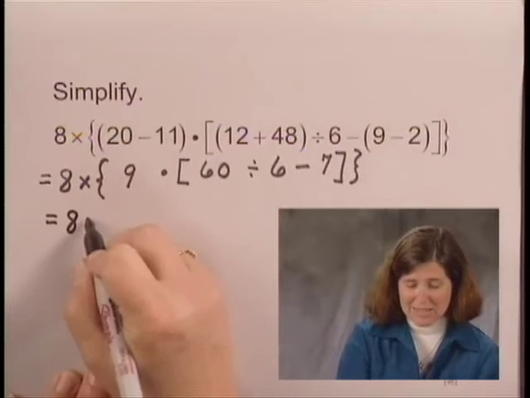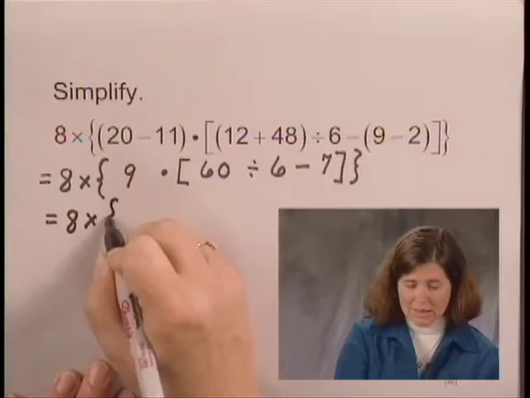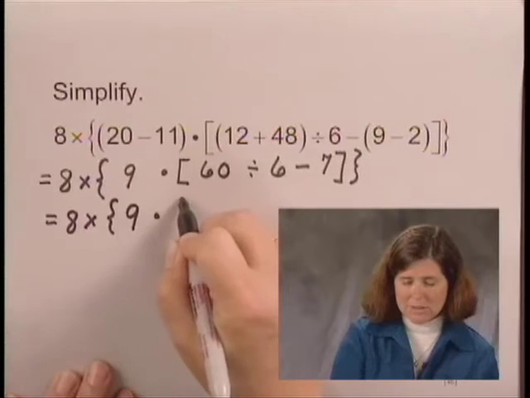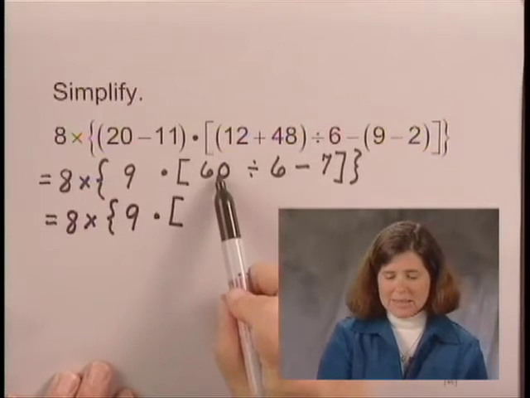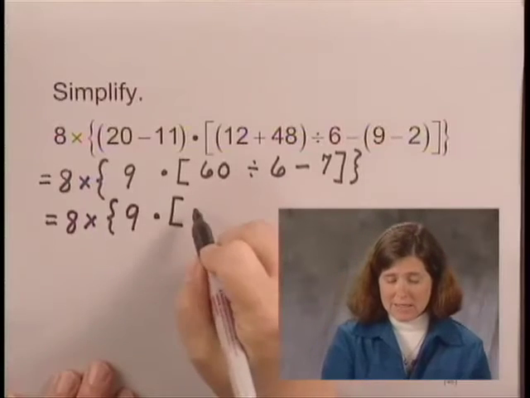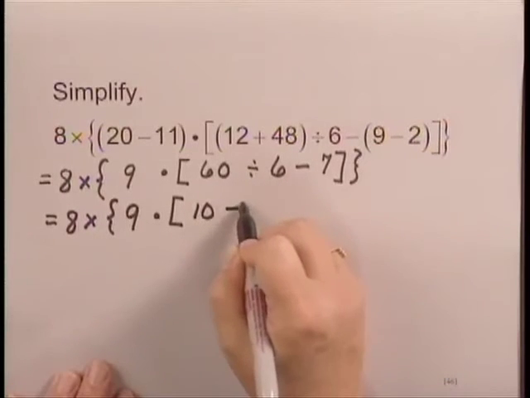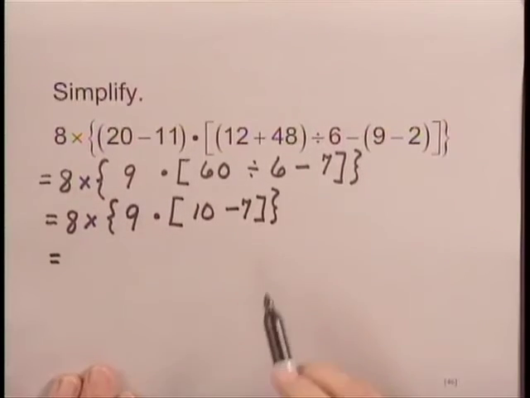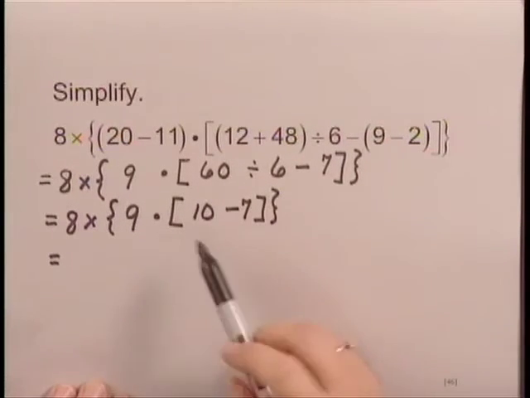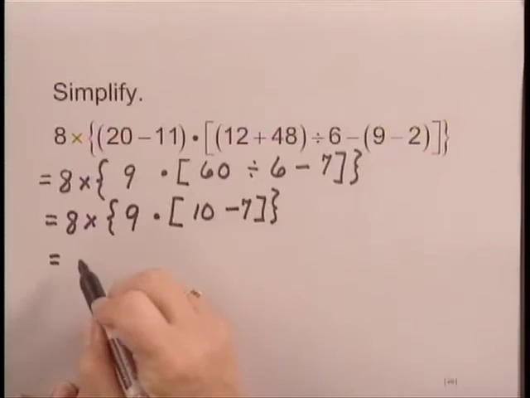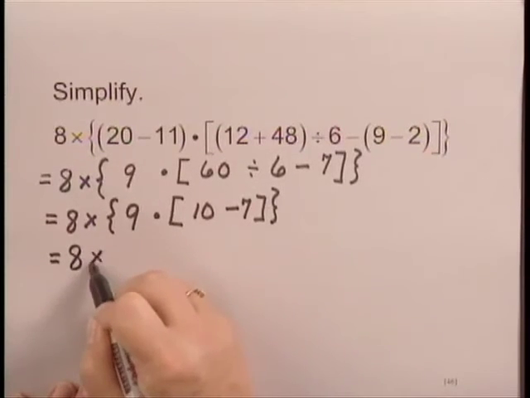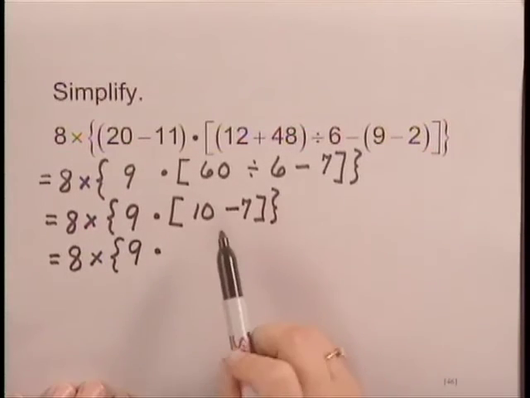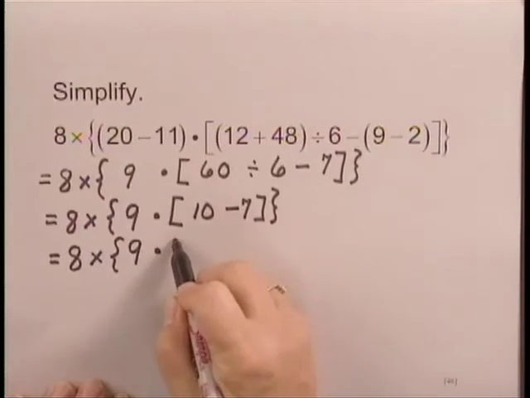I have 8 times the left brace, and then I have 9 times the bracket. 60 divided by 6 is 10. And then I'll copy the rest of my expression. And on the next line, I can simplify what's inside the bracket, since that's the innermost set of grouping symbols. It gives me 8 times the brace, 9 times, and now 10 minus 7 is 3.